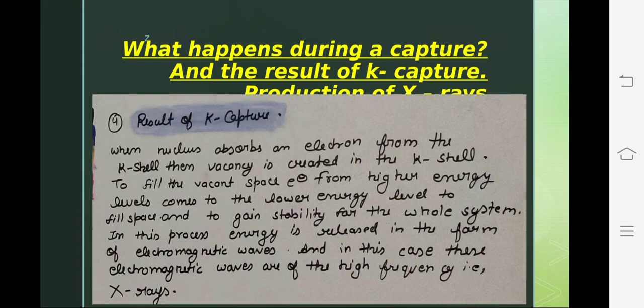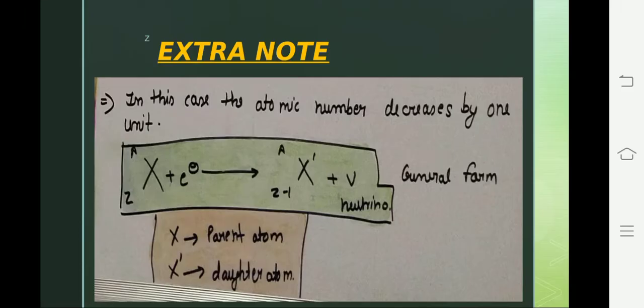Thus, as the electron jumps from a higher energy level to a lower energy level, it releases energy in the form of electromagnetic waves. In the case of K capture, these electromagnetic waves are of high frequency and fall into the region of X-rays. So this is all about it. In this process, the atomic number decreases by 1, as you can see here. It's the general form of K capture.